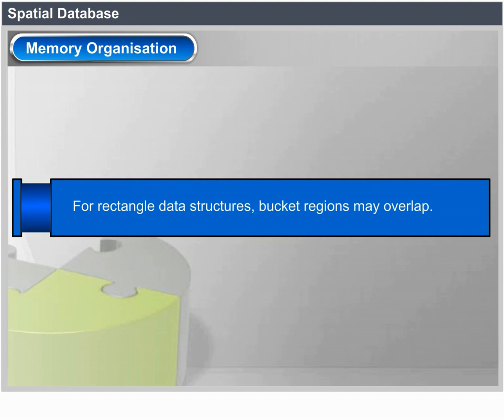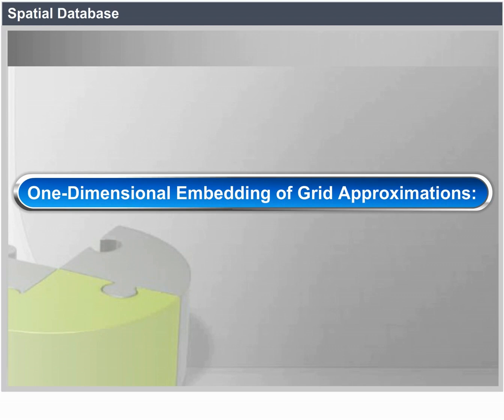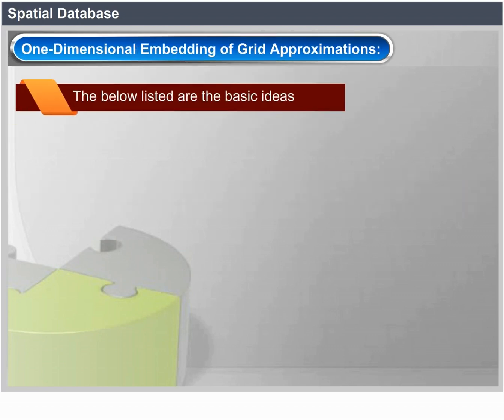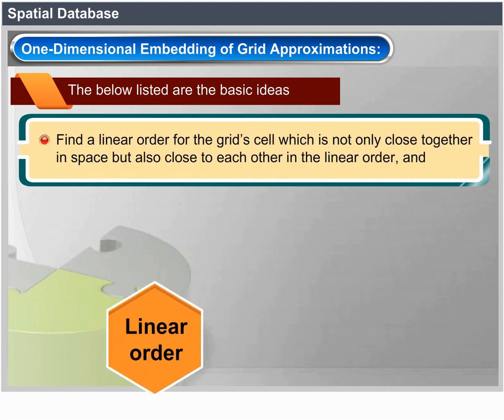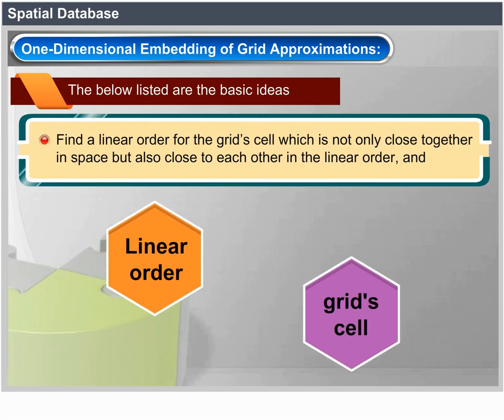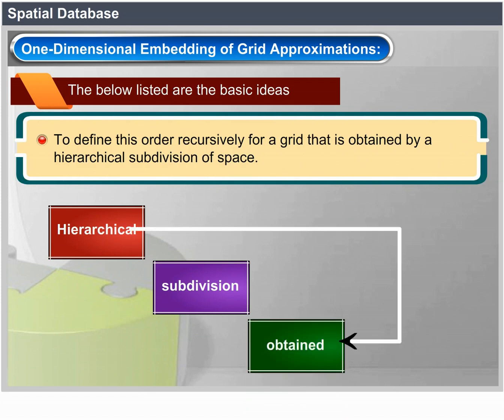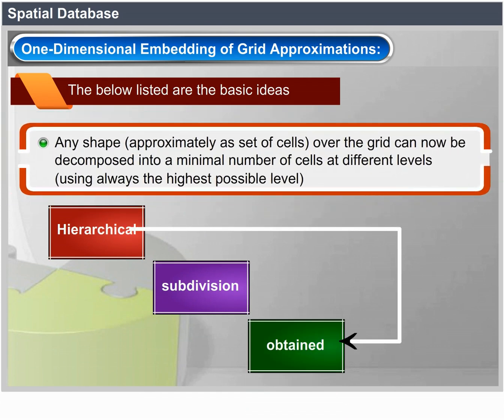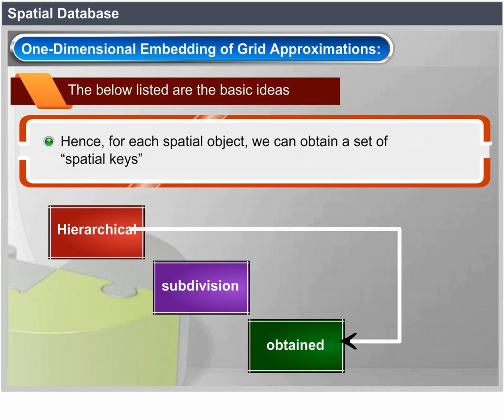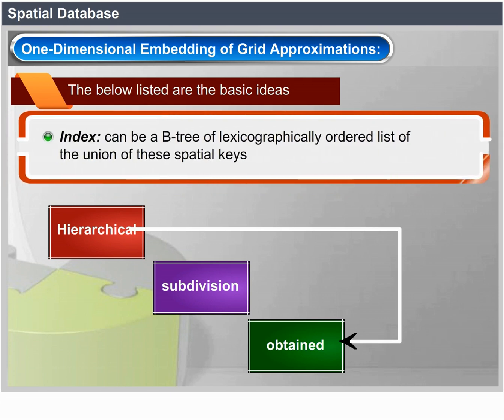One-dimensional embedding of grid approximations. The basic idea for this is to find a linear order for the cells of the grid such that cells close together in space are also close to each other in the linear order, and to define this order recursively for a grid that is obtained by a hierarchical subdivision of space. Any shape approximated as a set of cells over the grid can now be decomposed into a minimal number of cells at different levels, using always the highest possible level. Hence, for each spatial object, we can obtain a set of spatial keys. The index can be a B-tree of the lexicographically ordered list of the union of these spatial keys.